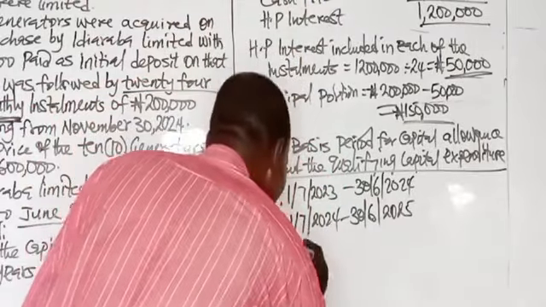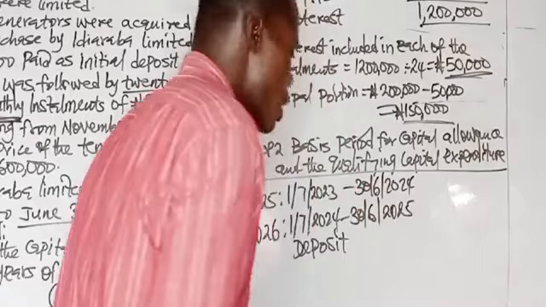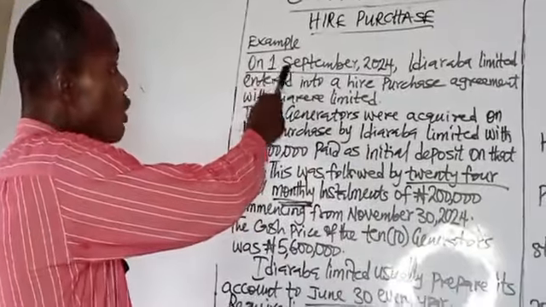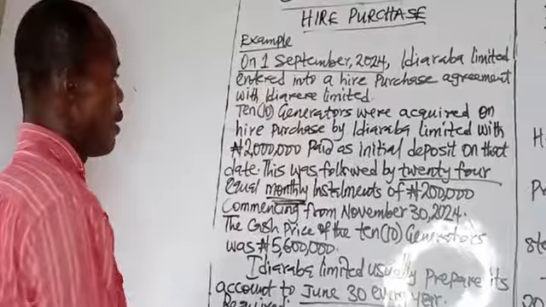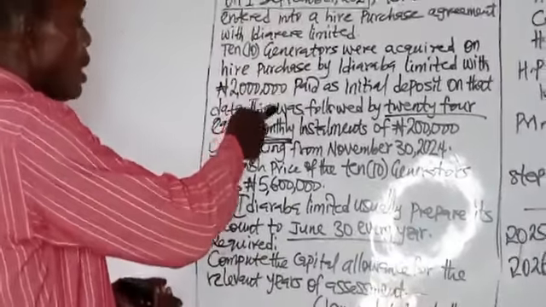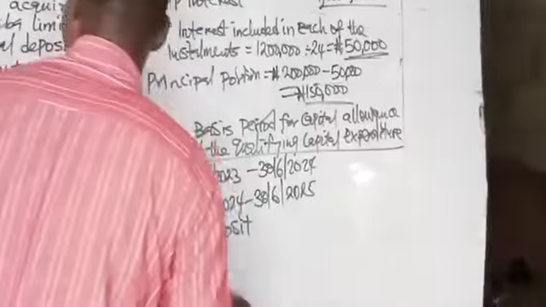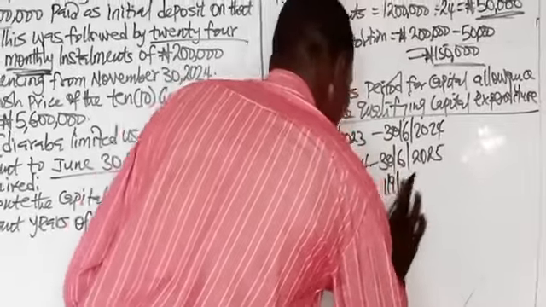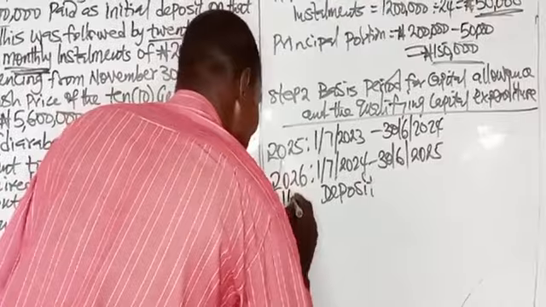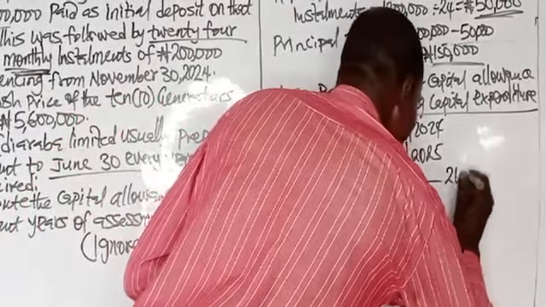So you have the deposit which was made outrightly. How much is the deposit that was made outrightly? The deposit which was made in September 2024. When you acquire an asset on hire purchase, you pay 2 million immediately. So this deposit was made outrightly, because it was paid on 1st of September 2024. Let me put it here: 1st of September 2024, deposit of 2 million naira.